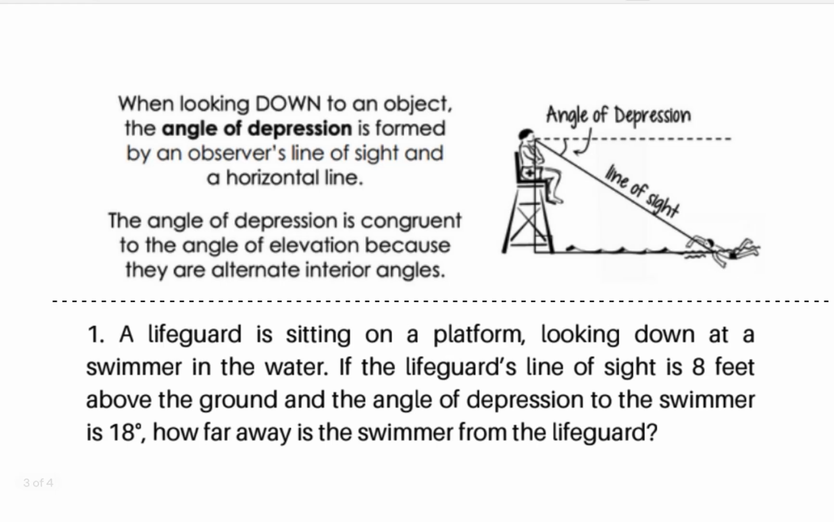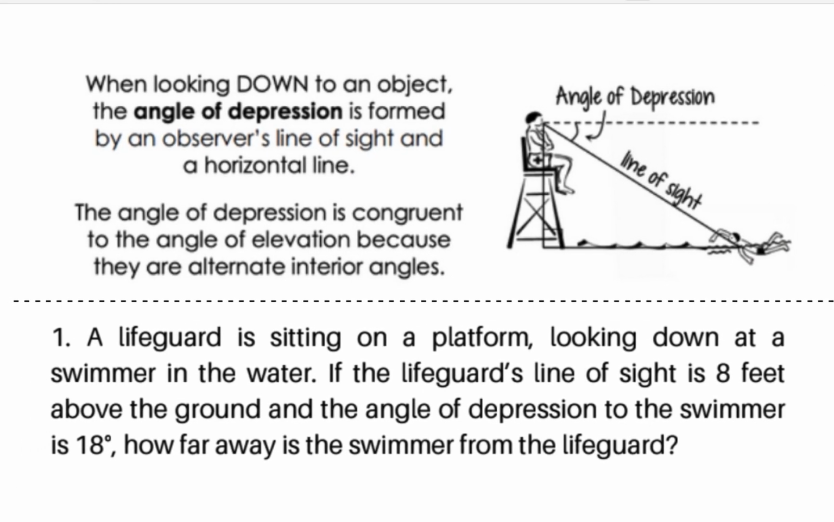Now we are going to talk about angle of depression. The angle of depression is formed by an observer's line of sight and a horizontal line. The angle of depression is congruent to the angle of elevation because they are alternate interior angles. This is important information to know.